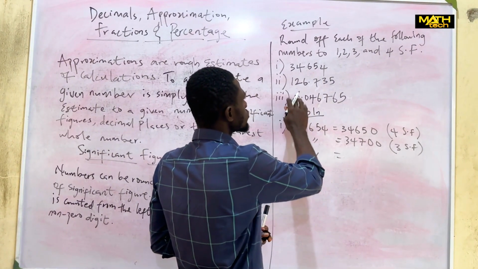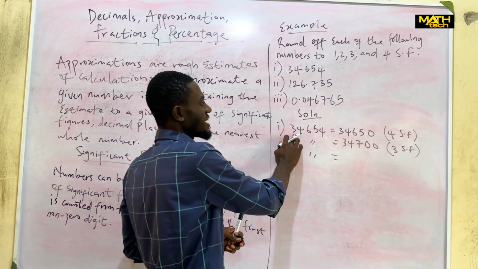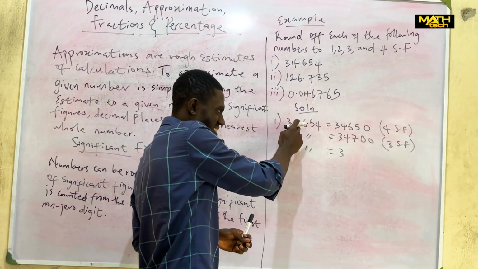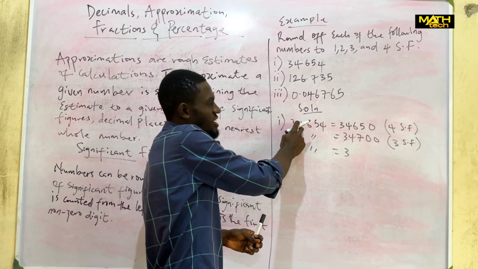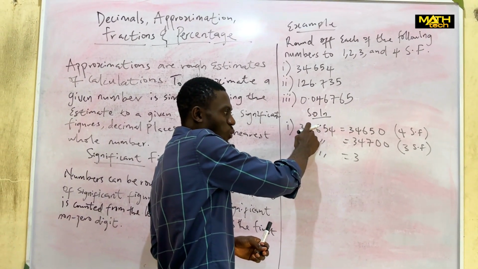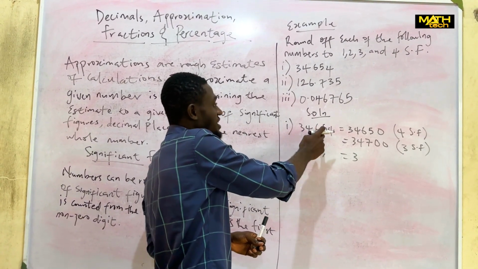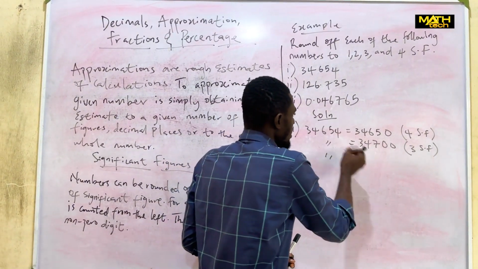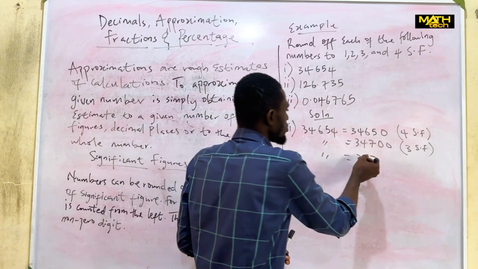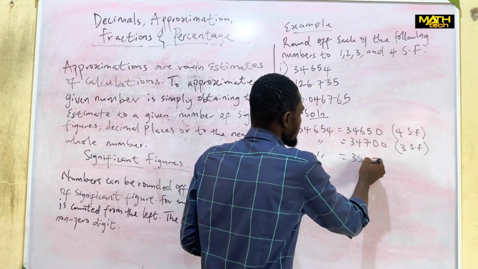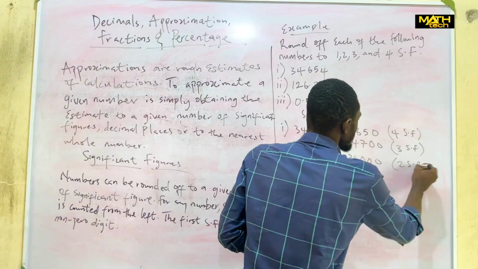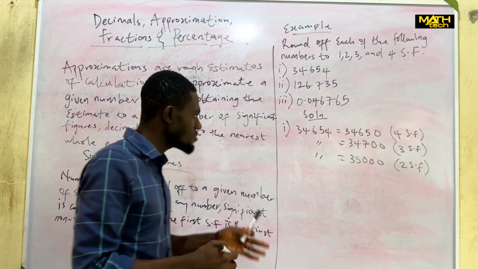Now, let's round it to 2 significant figures, same value. So what will be 2 significant figures? That's 3 and 4, but the next value here is greater than 4. It's greater than or equal to 5. So we can pick this and round up. We have here 35,000 for 2 significant figures.